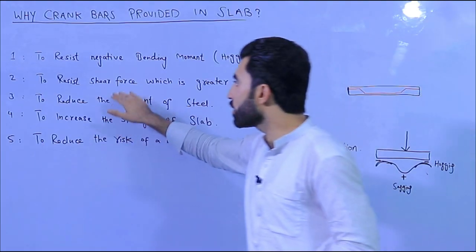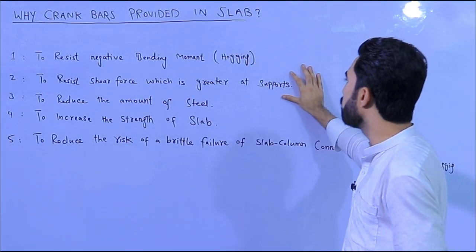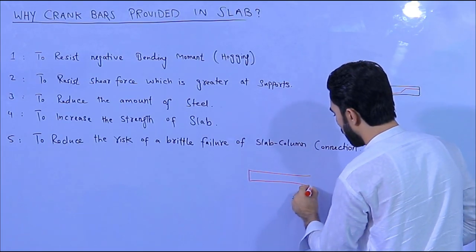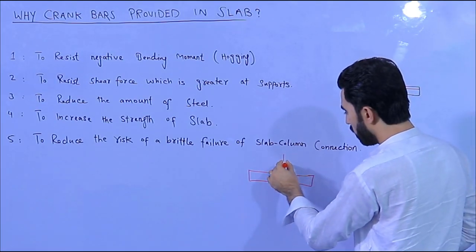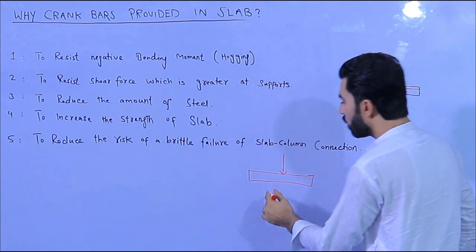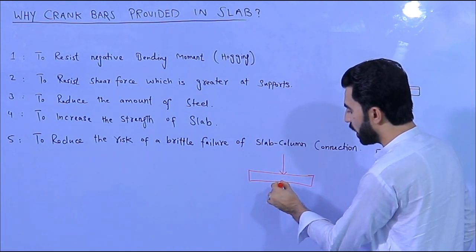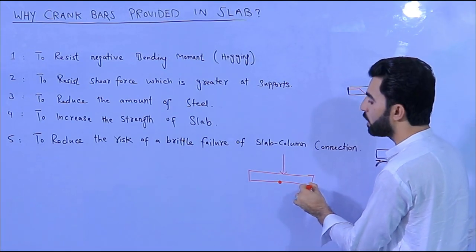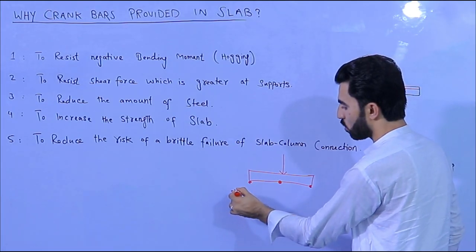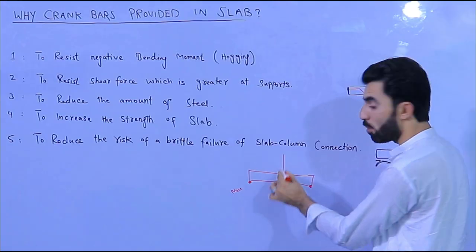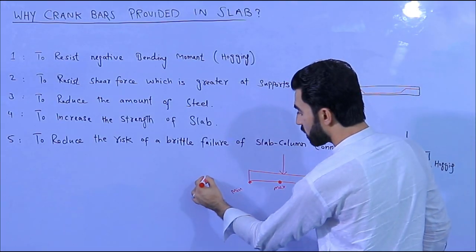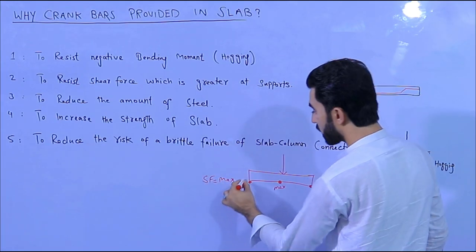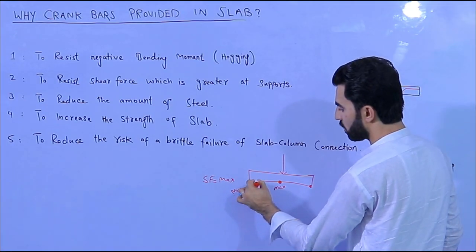Second point, to resist shear force which is greater at supports. Okay, guys, you can see this is again slab, right? When the load comes here, okay, so here at the mid, at this point, the bending moment is maximum, but at the end of the support there is minimum, or you can say zero, and here maximum bending moment, but the shear force is maximum at support, here, at these points.